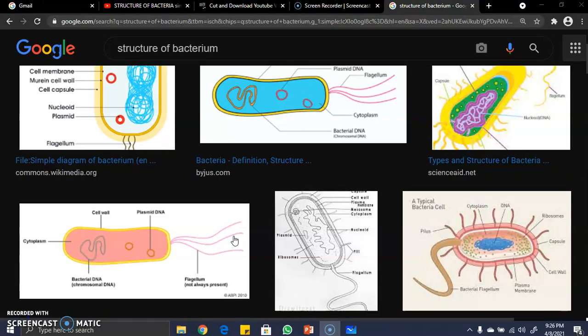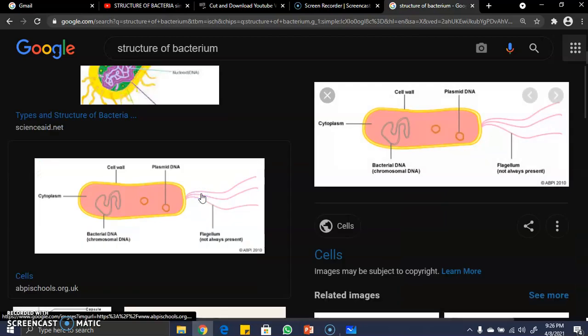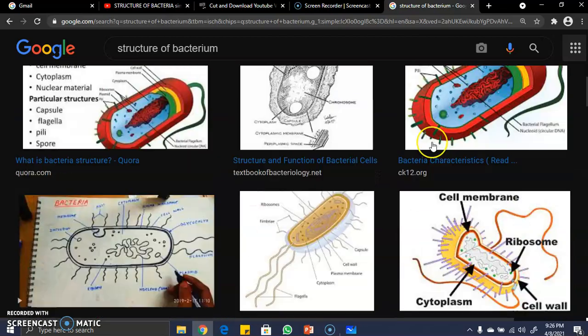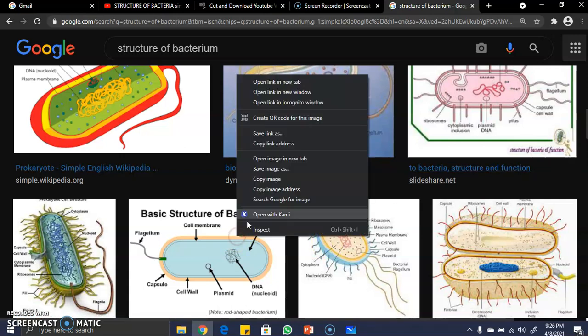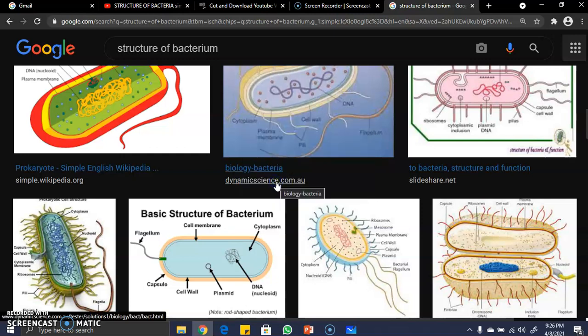Okay, so here we have a simple internet search to show you how the structure of a bacterium can be represented. You're going to see there's quite a few diagrams, some with nice colors, but bacteria tend to have a very simple, specific structure. So what we are going to do is take one diagram from here, and we are going to draw the structure of a bacterium.